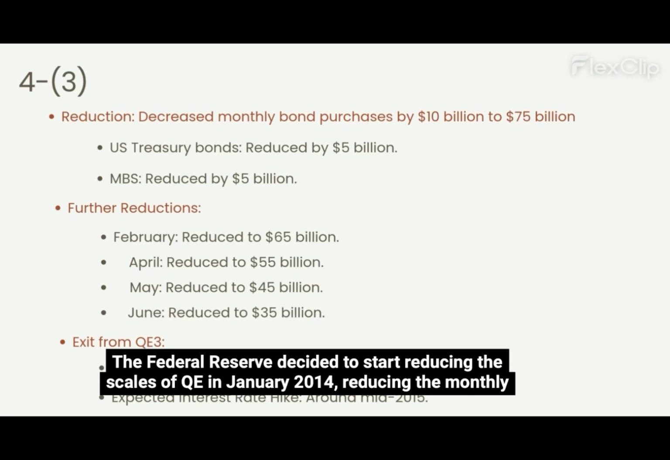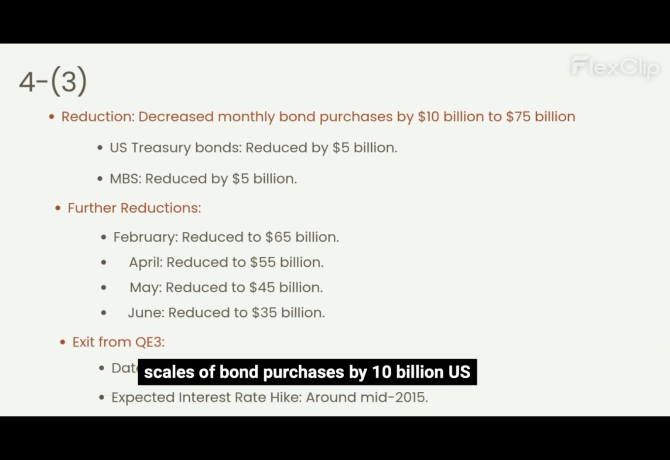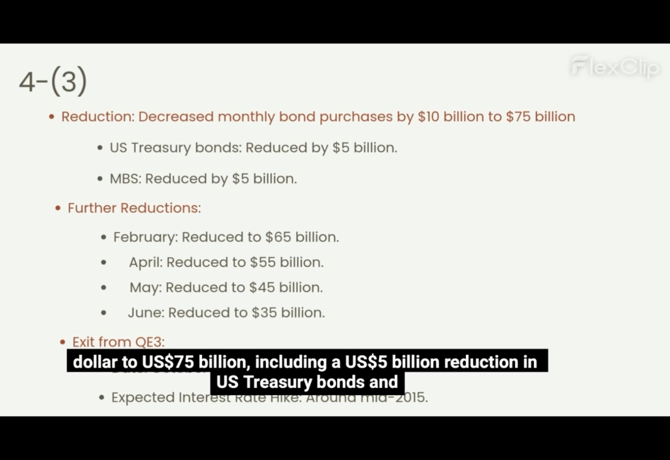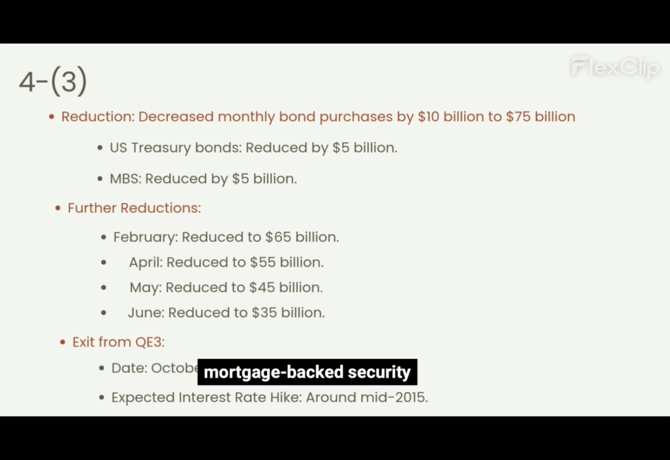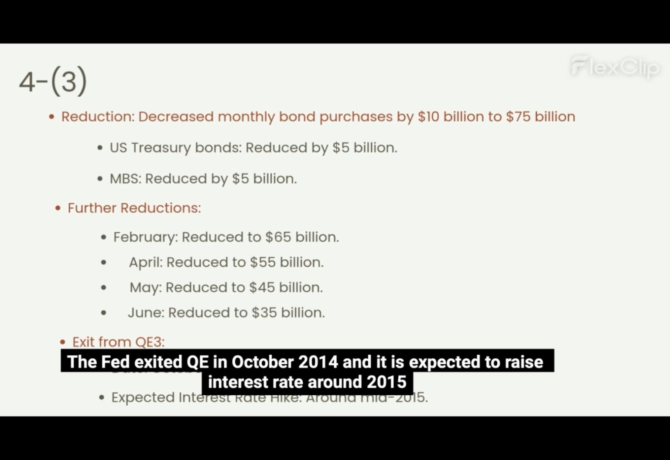The Federal Reserve decided to start reducing the scale of QE in January 2040, reducing the monthly bond purchases by $10 billion to $75 billion, designed as a $5 billion reduction in U.S. Treasury bonds and mortgage-backed securities. The Fed ended QE in October 2040, and it is expected to raise interest rates around 250.